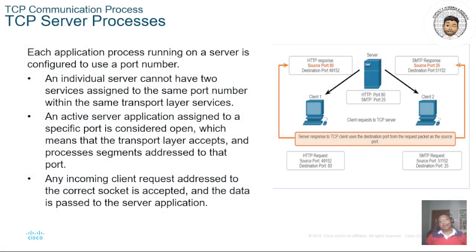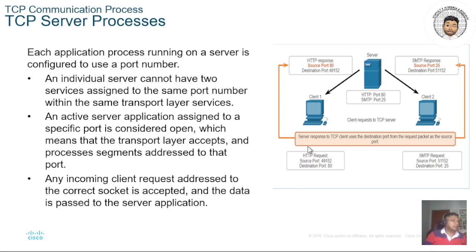Next, let's take a look at how TCP communication occurs. Each application process running on a server is configured to use a port number. An individual server cannot have two services assigned to the same port number within the same transport layer service. An active server application assigned to a specific port is considered open, which means the transport layer accepts and processes segments addressed to that port. Any incoming client request addressed to the correct socket is accepted and the data is passed to the server application.